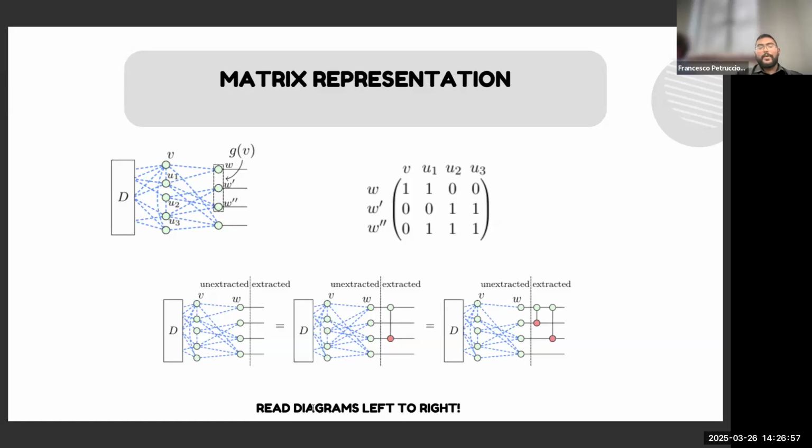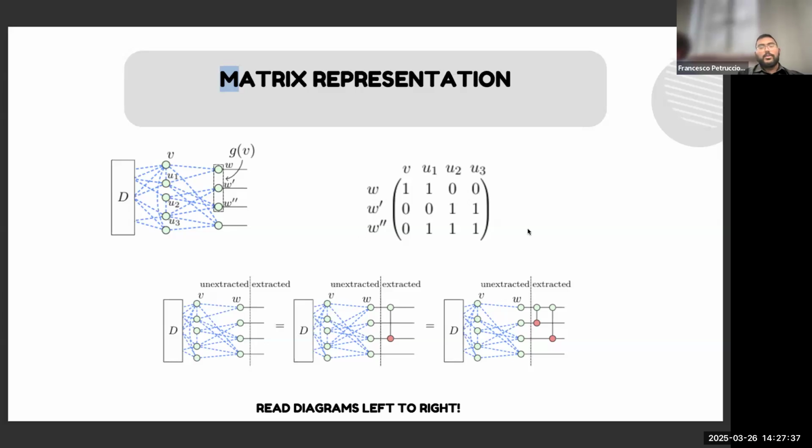Now for this slide here, I'm reading diagrams from left to right. And if I have this diagram here, where this middle part here is the unextracted part, or the part that we are trying to make circuit-like, what we have here is this vertex V and its correction set identified. From this, what we then want to do is draw a matrix here. We are calling this a bi-adjacency matrix, and the rows will correspond to your vertices in the correction set G of V. So we'll have W, W prime, and W double prime.